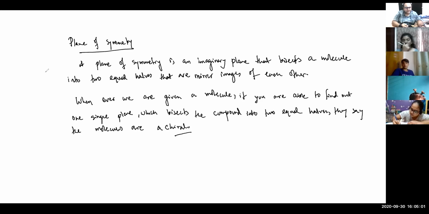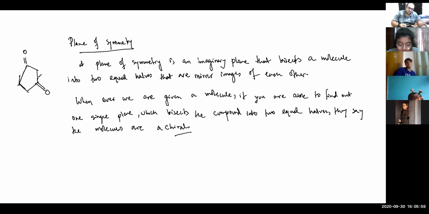So if you're given something like this, is this a chiral molecule or an achiral molecule? Chiral. Are you sure? Sir, are you giving 5 sides or 6? Sir, this is a five. 5 sides, right? Then chiral. Chiral.